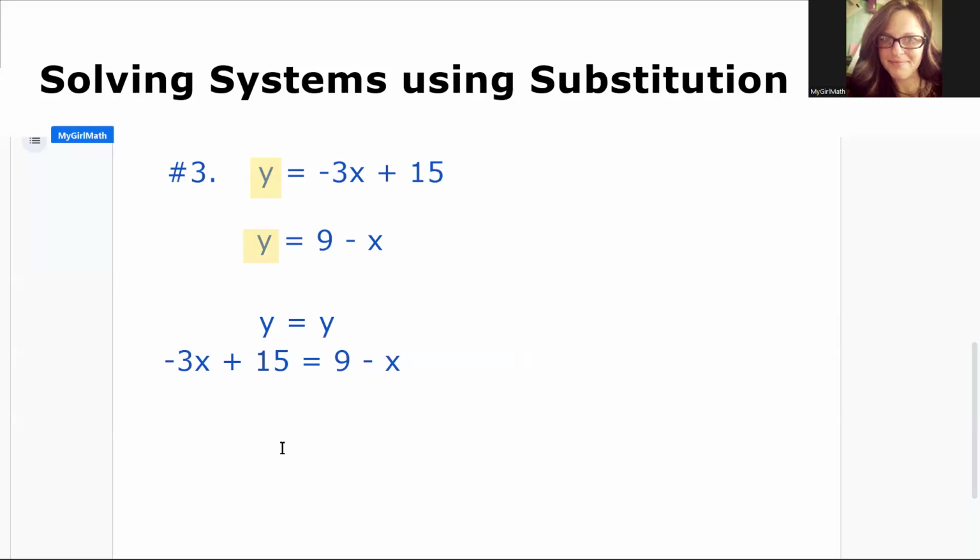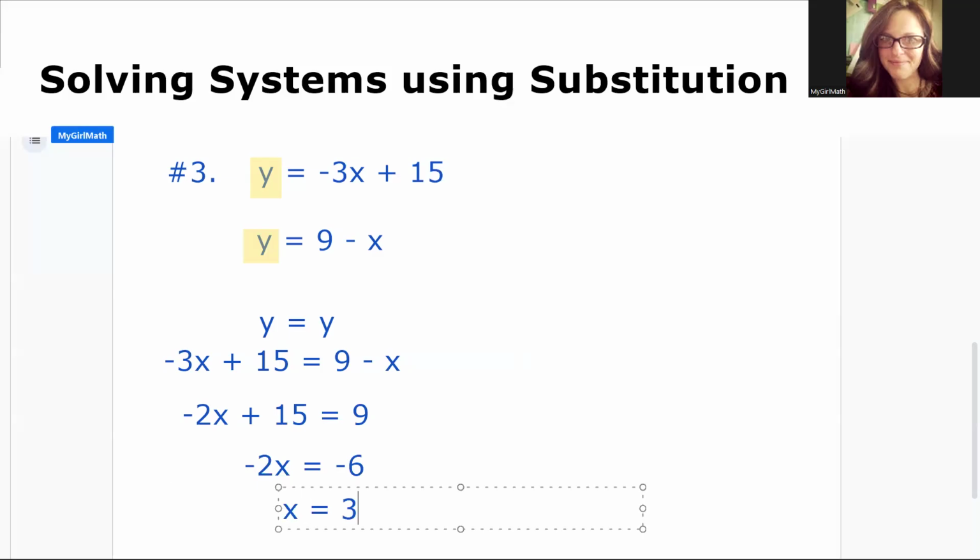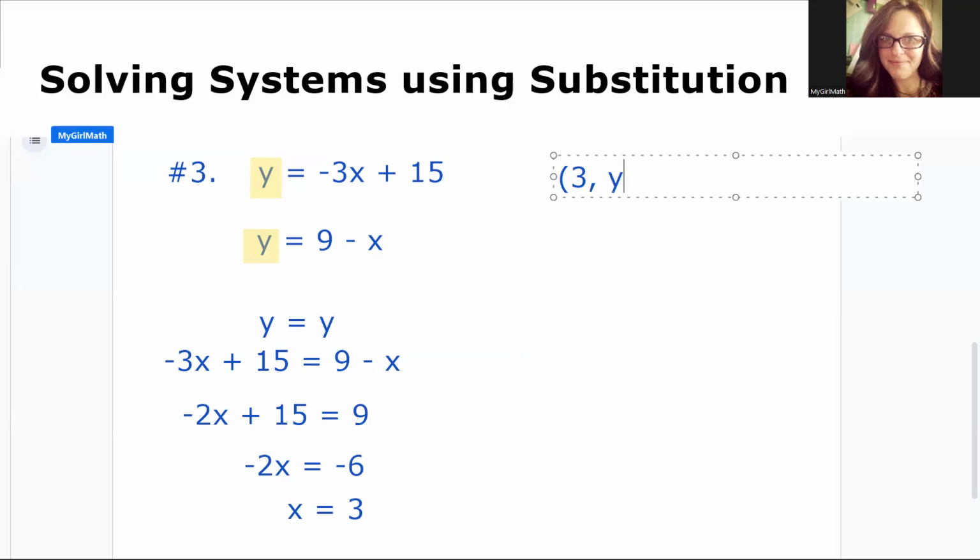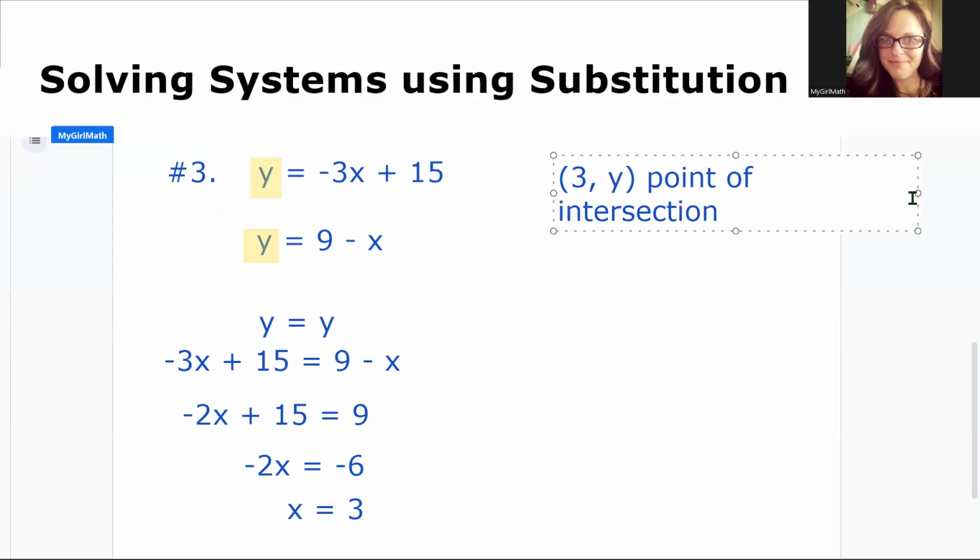Now we can solve for x. I'm going to add 1x. I'm going to subtract 15. And divide by -2. And we get x is 3 for our point of intersection, point where they cross.